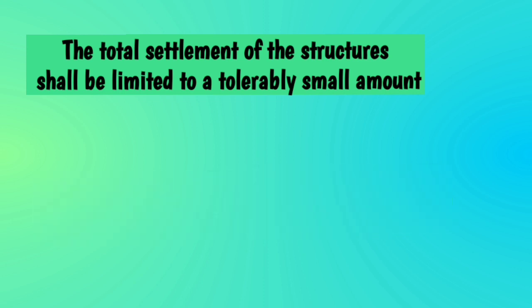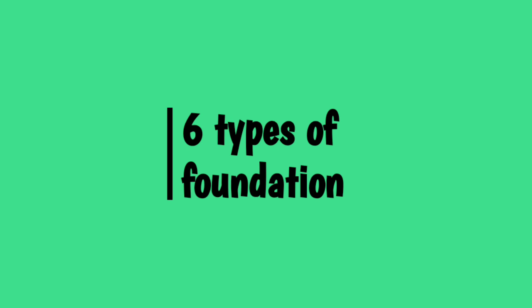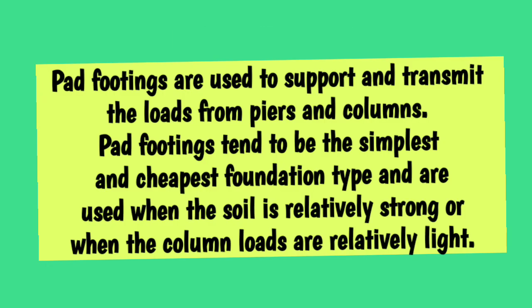There are six types of foundation. First, pad footings. Pad footings are used to support and transmit the loads from piers and columns. Pad footings tend to be the simplest and the cheapest foundation type and are used when the soil is relatively strong or when the column loads are relatively light.